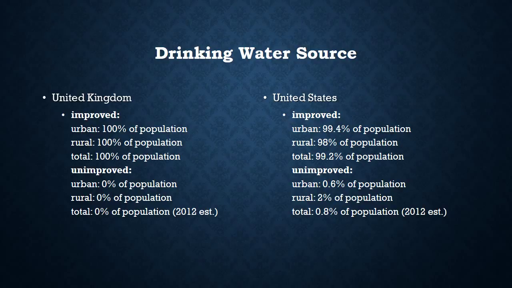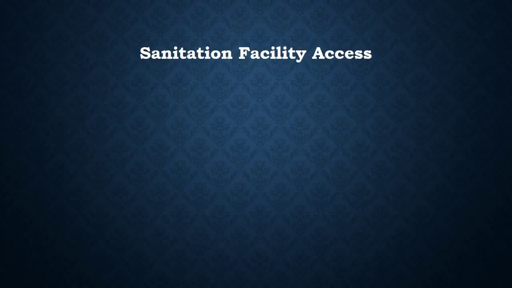For the drinking water source, the United Kingdom has a 100% improved drinking water source in both urban and rural areas. While in the United States, the improved drinking water source only included 99.4% of the urban area, while there is 98% in the rural areas. Therefore, the United Kingdom also has better drinking water sources.